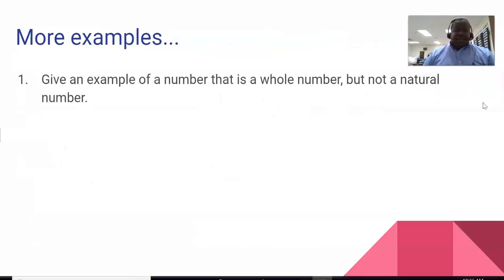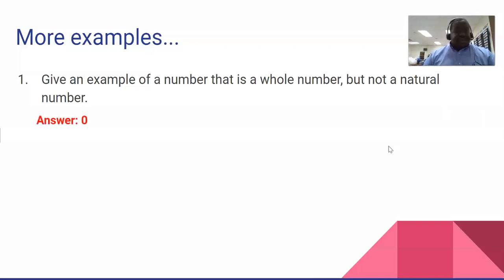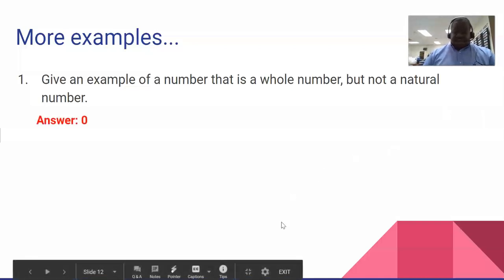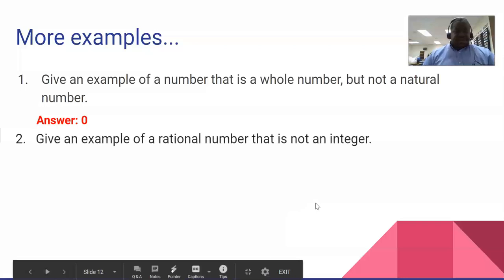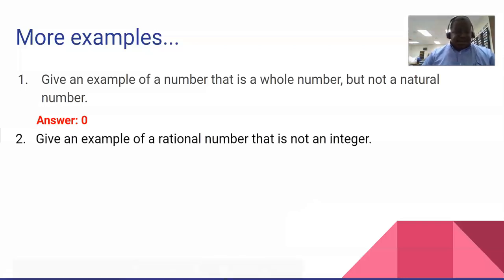Give an example of a number that is a whole number, but not a natural number. Our answer there is 0. Now our next question, give an example of a rational number that's not an integer. Think about that for a moment. A sample answer would be 3.9. So for a rational number that's not an integer, any decimal would do. I could use 3.9, 9.3, 6.8.